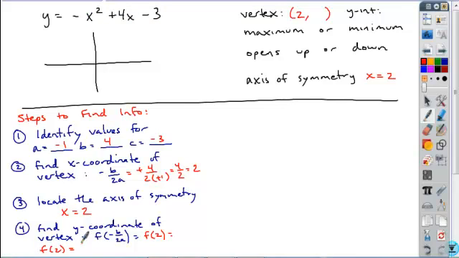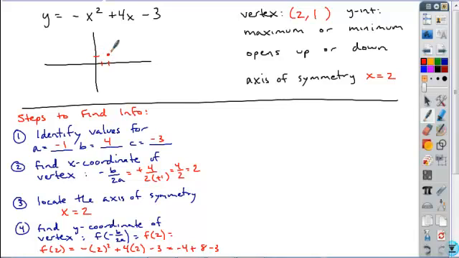So f of 2 is equal to a -2 squared plus 4 times 2 minus a 3. So if you simplify this, 2 squared is 4 times a negative gives us a -4 plus 8 minus 3. And when we combine all our terms, the negatives are -7 and a +8 nets you a +1. So our y-coordinate for our vertex is going to be a 1. So I can plot this point, 2, 1.